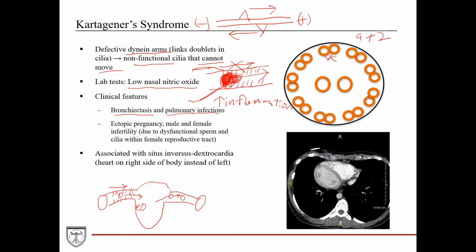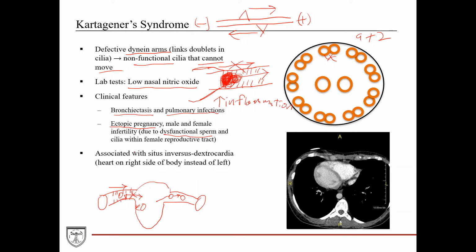The problem is if a female has Kartagener syndrome, these cilia, just like in the respiratory tract, are going to be immotile. And so even if the egg does get fertilized, it's going to be stuck within the fallopian tube and implant and result in ectopic pregnancy. So female patients with Kartagener syndrome are at much higher risk for ectopic pregnancies. The other thing is males are infertile because the flagella, like I said earlier, also rely on the dynein arms for motility, and so you're going to have dysfunctional sperm as well.